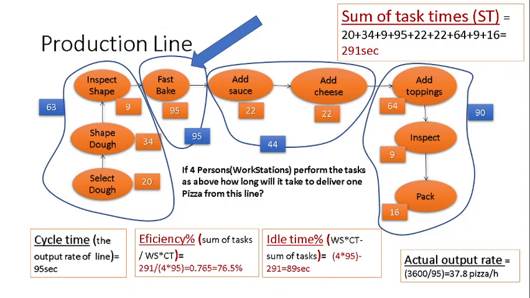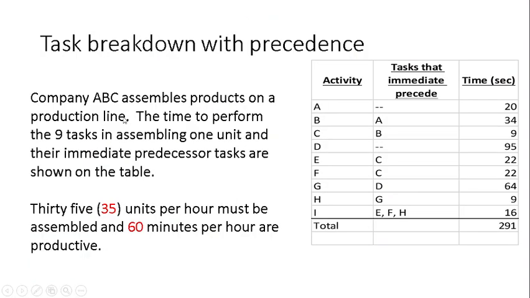So that was a simple example where all the tasks were following, as you can see here, a sequential flow. Now let's move to an example where we have some precedence. Suppose that a company, ABC, assembles some products on a production line, and we have identified here 9 activities where each one might have a preceding activity or not. And we have also identified the time it takes for each task to be completed.